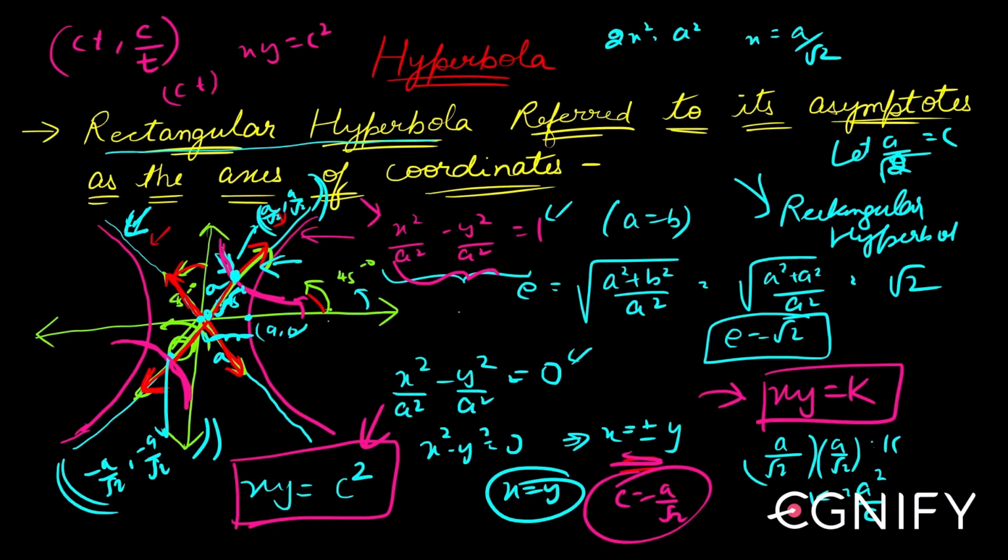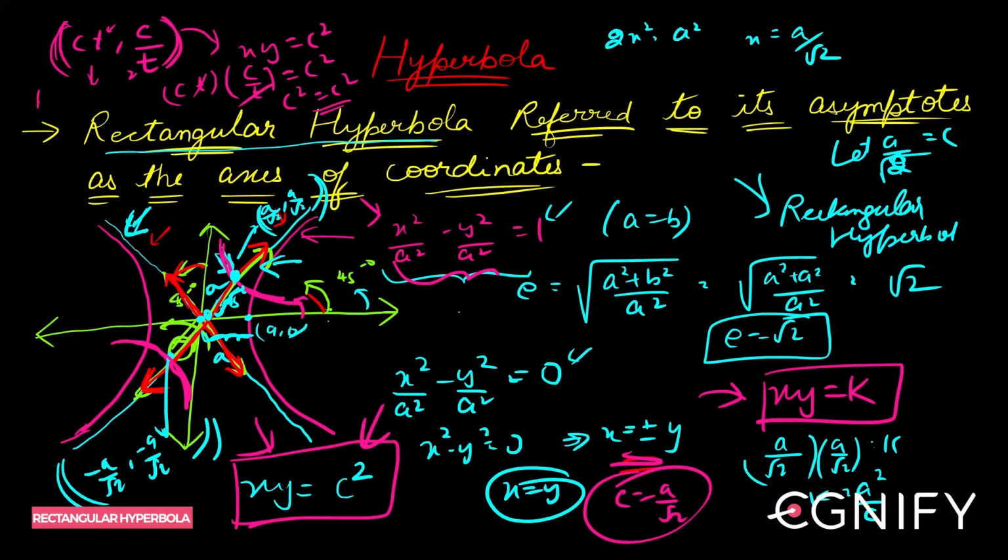So ct, if you put this point in this, ct into c by t will be equal to c square. So the parameter will get cancelled and c square will be equal to c square. That means for any value of t, this point will lie on this hyperbola. That's why this is the point in the parametric form.